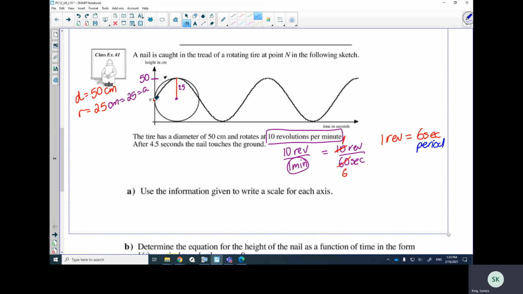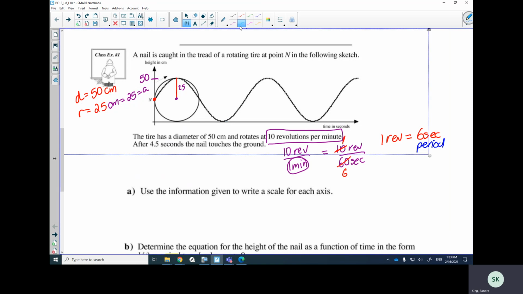What do you think, Kelly? That's right. This right here would be 4.5 seconds, because it says after 4.5 seconds, the nail touches the ground. If that's where the nail starts, this would be 4.5 seconds. What would this be? 9. That would be 9 seconds. Okay, and then our period, if we were to go from peak to peak, would be 6 seconds. So if you were to divide 4.5 by 2, figure out what that is, figure out what this is, that would be 6 seconds. But you get it from this: 1 revolution is in 6 seconds.